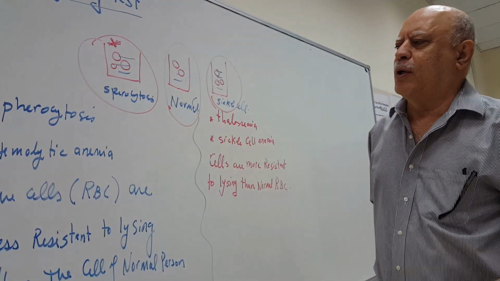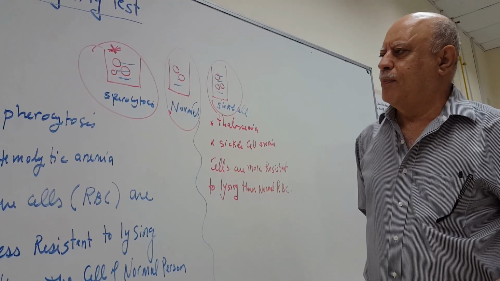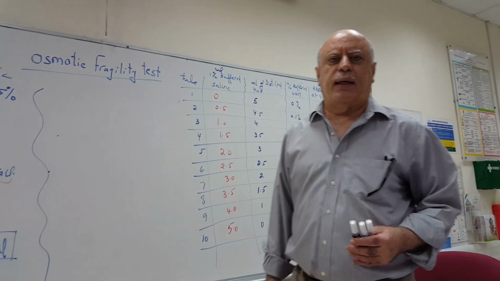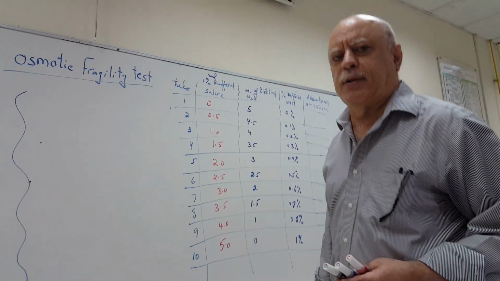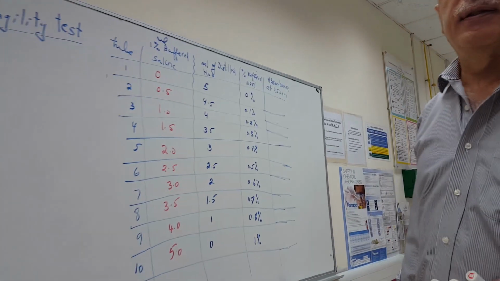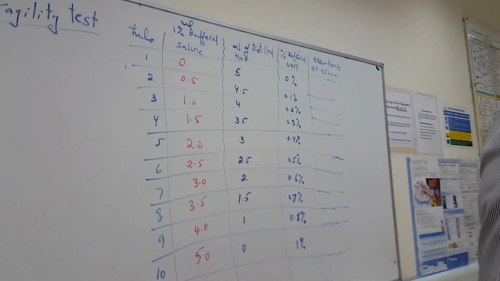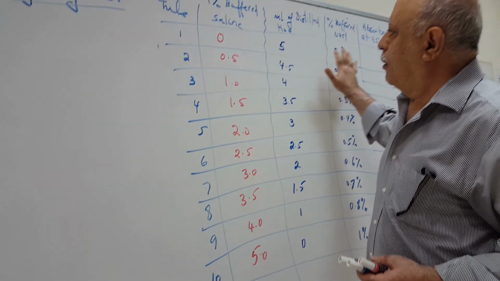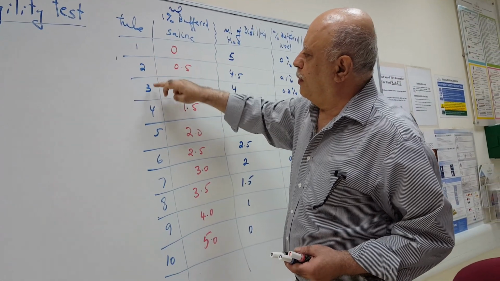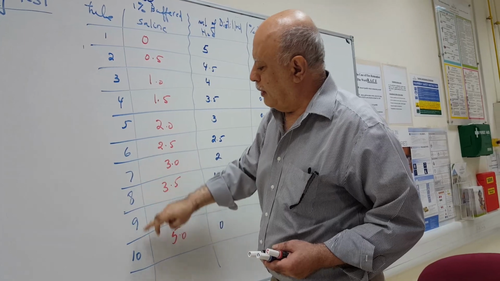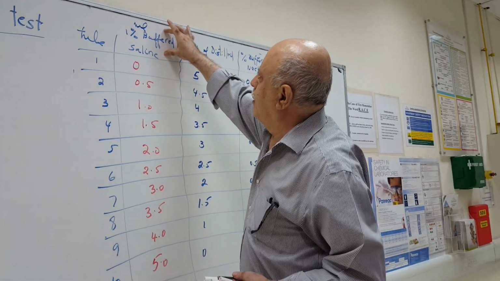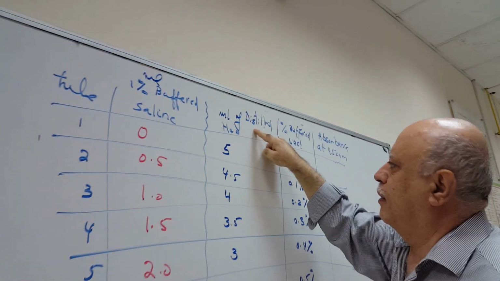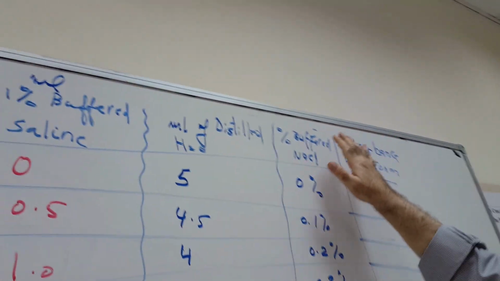Now, how do we do the test? As we said, we prepare a series of 10 tubes with 10 different sodium chloride solutions. This is the table in your manual. Tube 1, 2, 3, 4, 5, 6, 7, 8, 9, 10. We have 1% buffered saline, we have distilled water, and we are going to make a dilution.